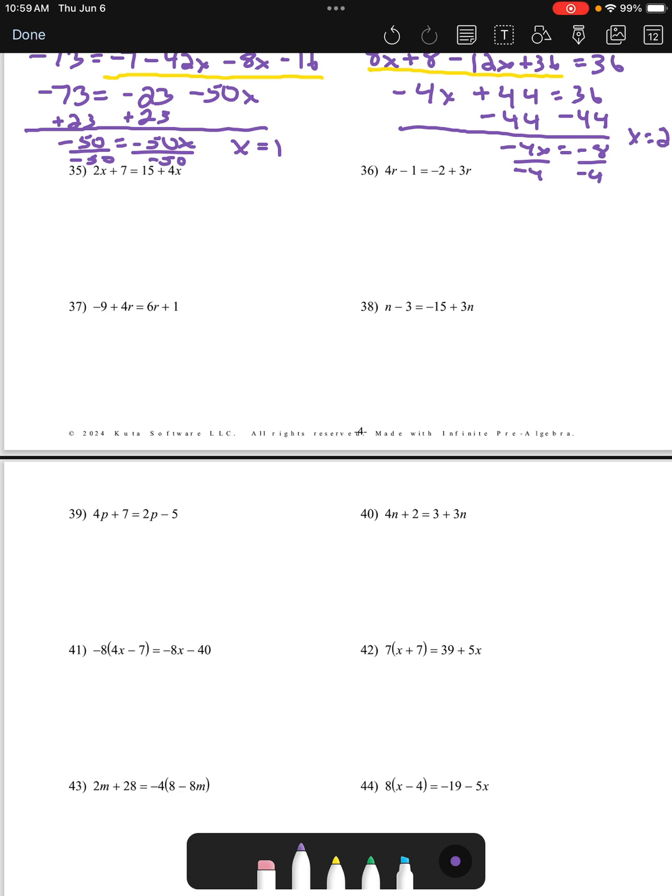In today's video, we are going to begin exploring equations where our variable shows up on both sides. So look at number 35. We have 2x plus 7 equals 15 plus 4x. How are we going to solve this when there's more than one x in the problem? And they are, quite frustratingly, on opposite sides of the equal sign.